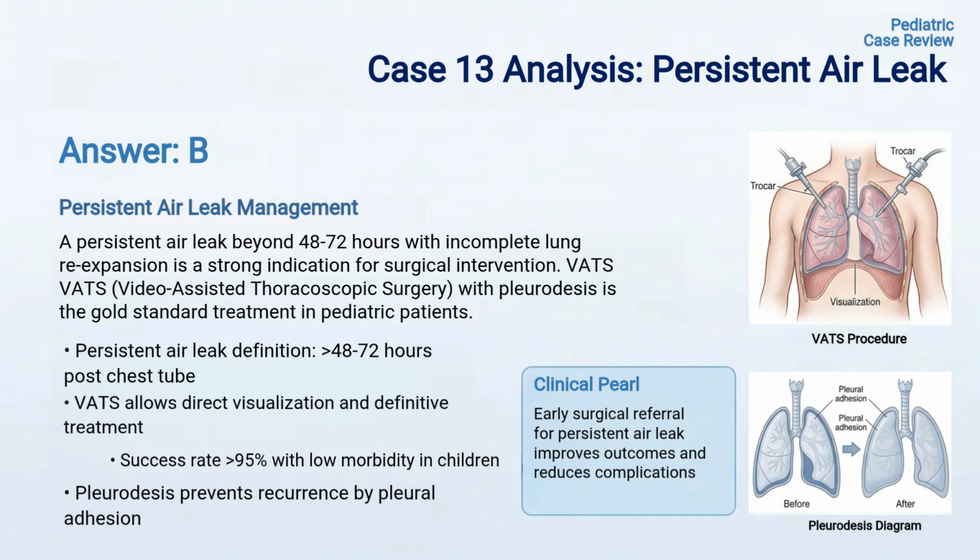A persistent air leak beyond 48 to 72 hours with incomplete lung re-expansion is a strong surgical indication. Video-assisted thoracoscopic surgery with pleurodesis is the gold standard treatment in pediatric patients for this scenario. It allows direct visualization, definitive bleb resection, and creation of pleural adhesions to prevent recurrence. The success rate exceeds 95% with low morbidity in children.